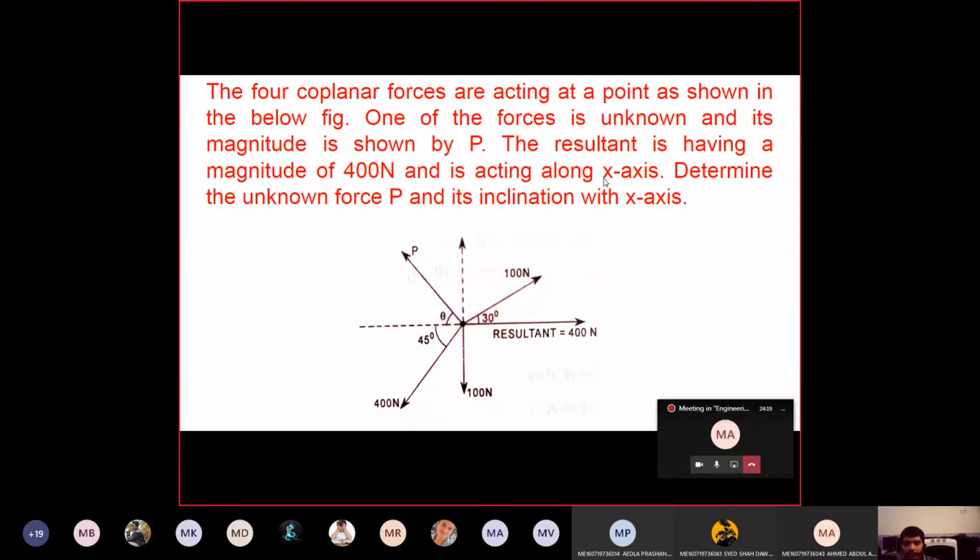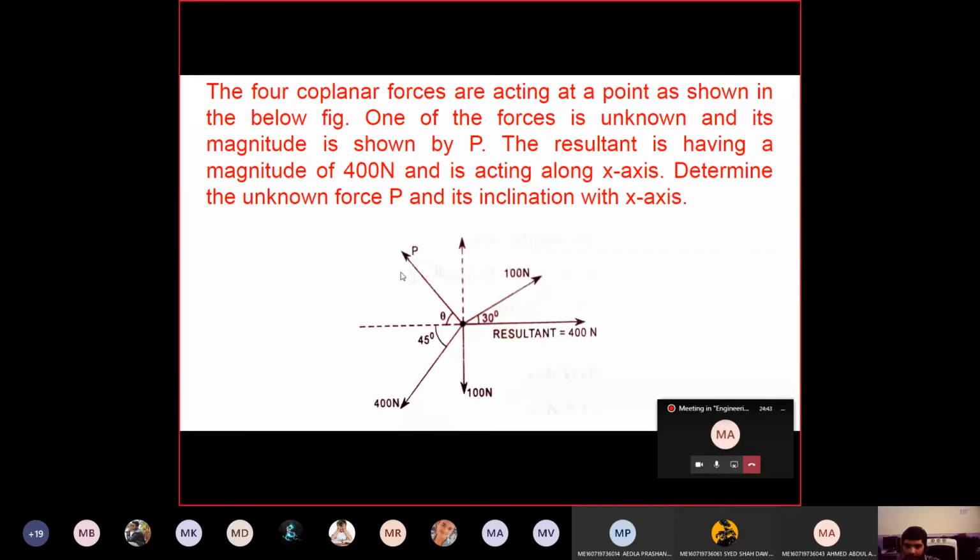Now is this point clear or not? Yes, sir. The resultant has a magnitude of 400 Newton, and it is acting along the x-axis. Now it is clear? No doubt now? Next, determine the unknown force P.